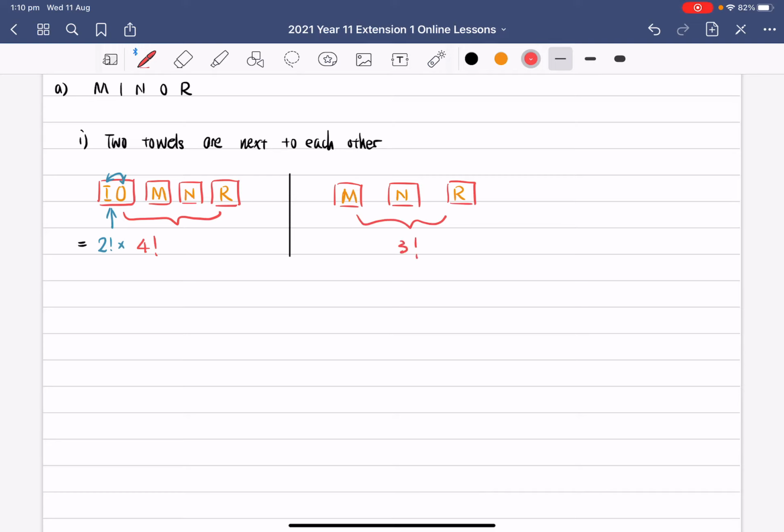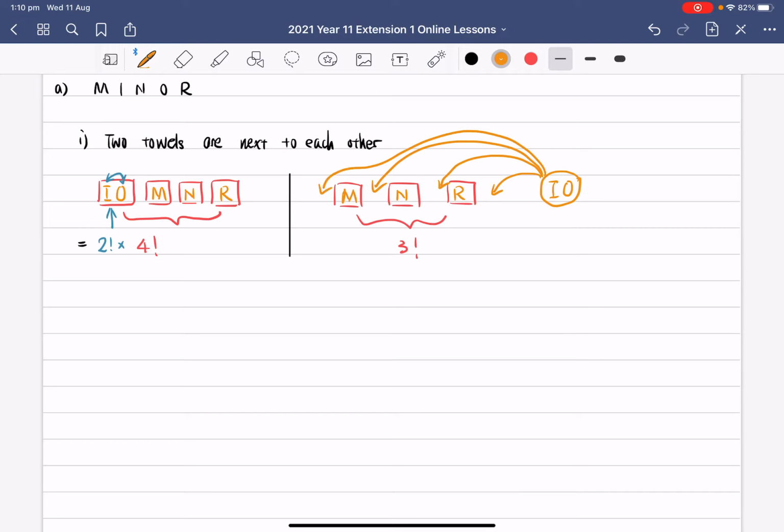And then once you finish that, you start to think about where to put I and O. Now remember, I and O are just a group. You can put I and O in 4 places, all right? That's the first place you can put I and O, that's the second place, third, and fourth. There are 4 places you can put I and O.